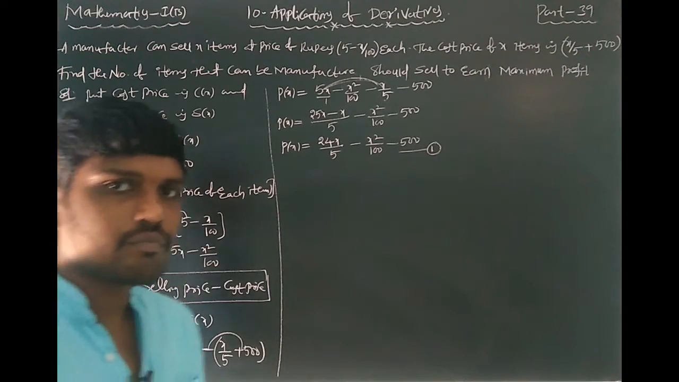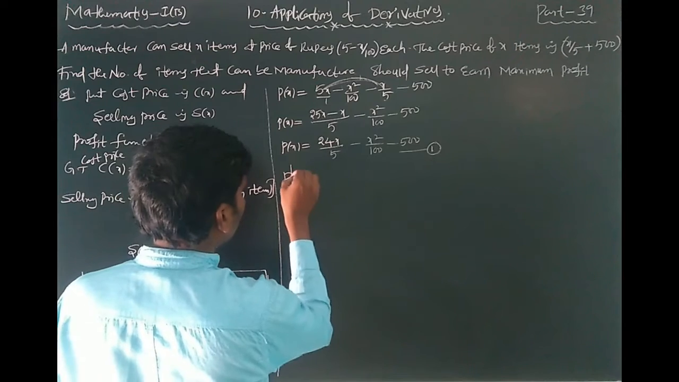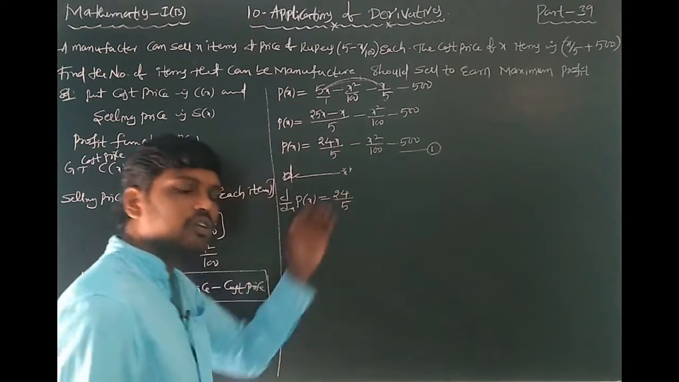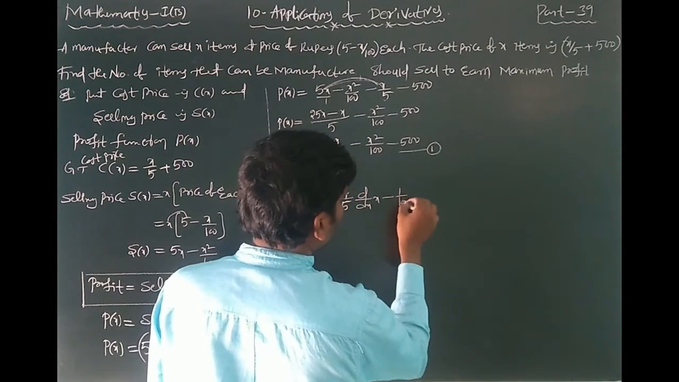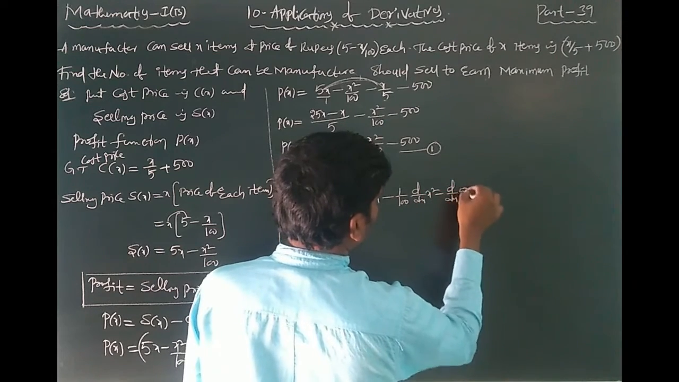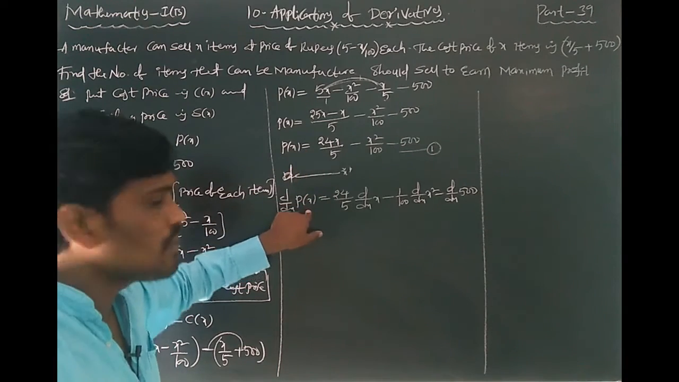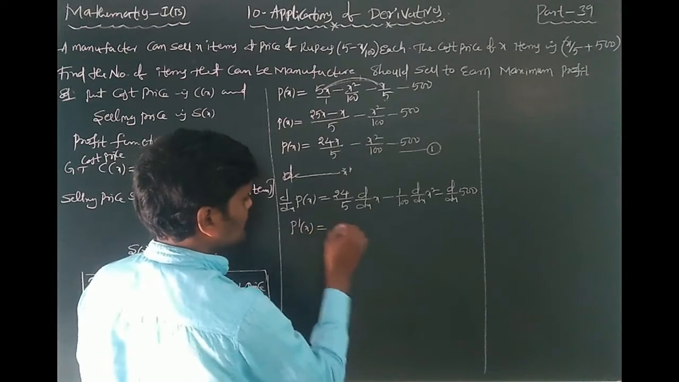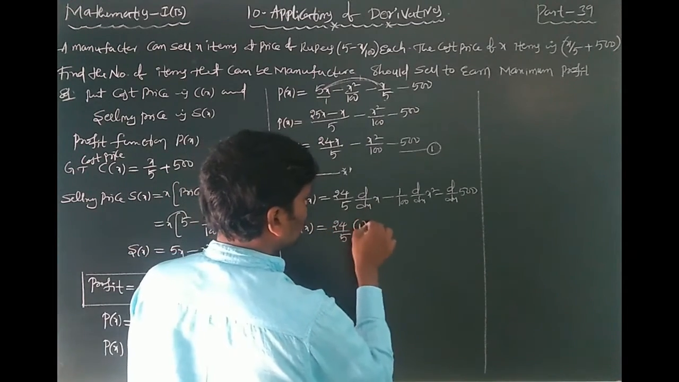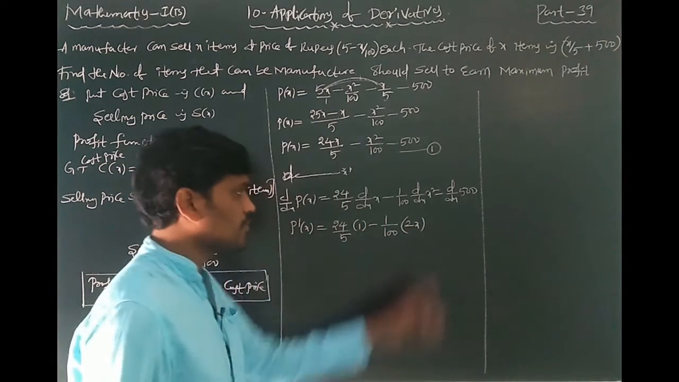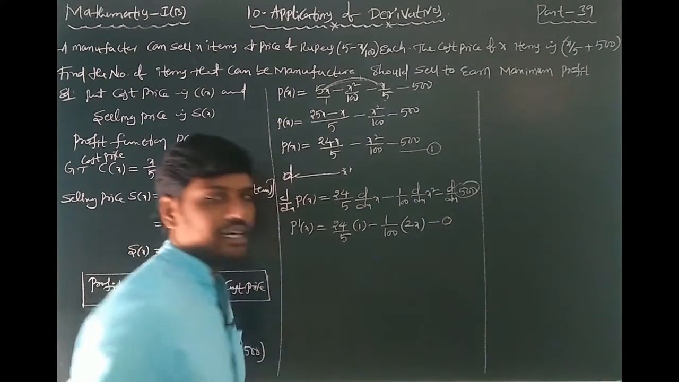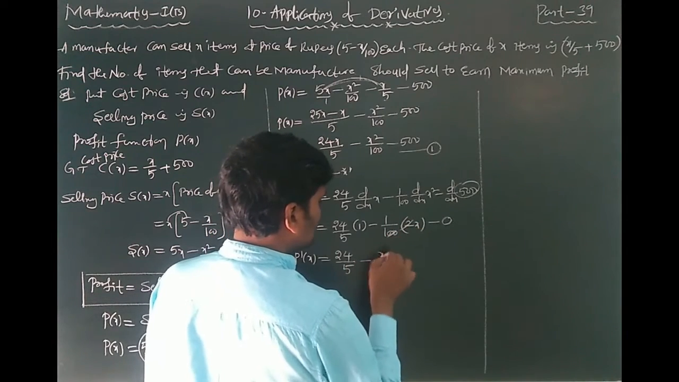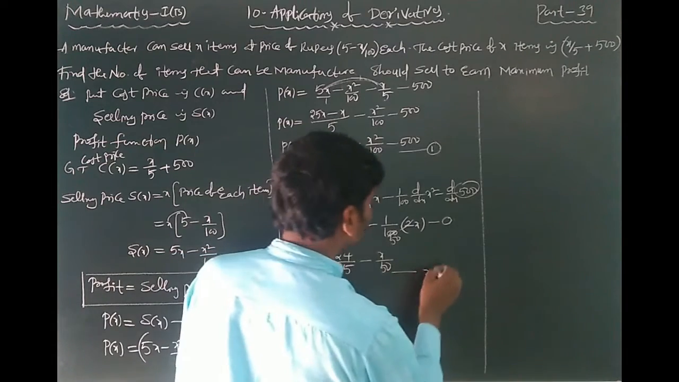This is equation number 1. Now take the derivative on both sides with respect to x. d by dx of P of X: 24 by 5 is common, and the derivative of X is 1. Minus 1 by 100 is common, and the derivative of X squared is 2X. The derivative of the constant 500 is 0. Understood, students? So P dash X equals 24 by 5 minus X by 50. This is equation number 2.